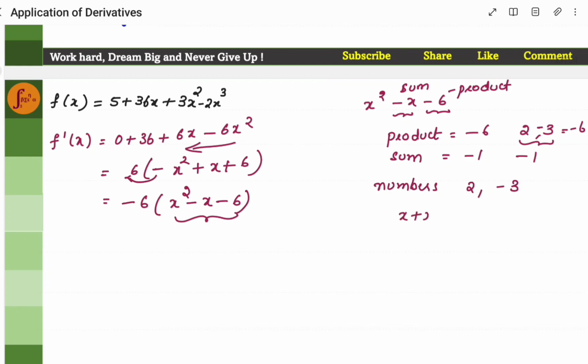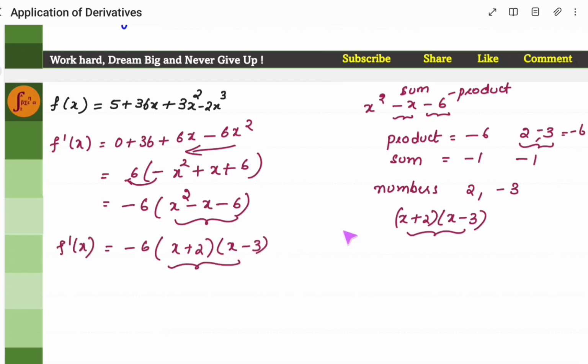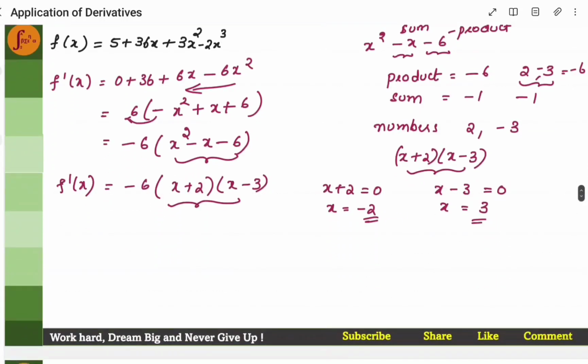Basically, it's nothing but x plus 2 and x minus 3. Right? X plus 2 and x minus 3. So I'll put minus 6 into x plus 2 into x minus 3. We'll have to always equate x plus 2 is equal to 0 and x minus 3 is equal to 0, which is nothing but x is equal to minus 2 and x is equal to 3. Now we'll have to plot these values and use wavy curve method.